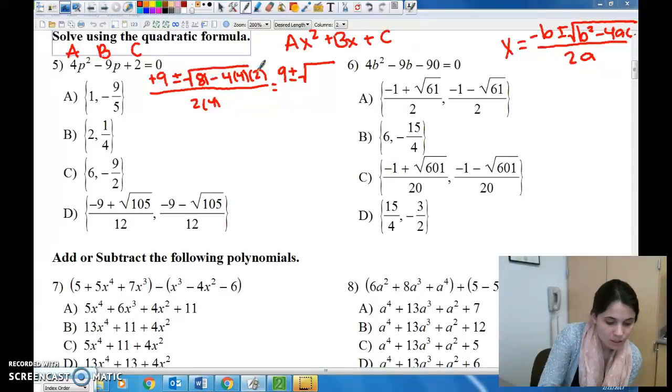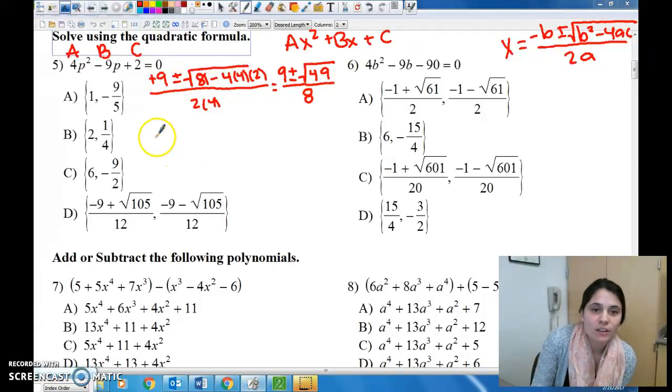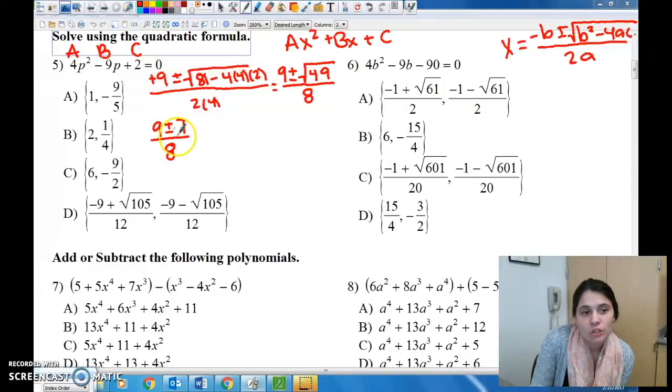81 minus 32, which is 49. So this is plus or minus the square root of 49 all over 8. And then I'll simplify a little further, so I have 9 plus or minus the square root of 49, which is 7, over 8. So now to get my two solutions, I can do 9 plus 7 divided by 8.